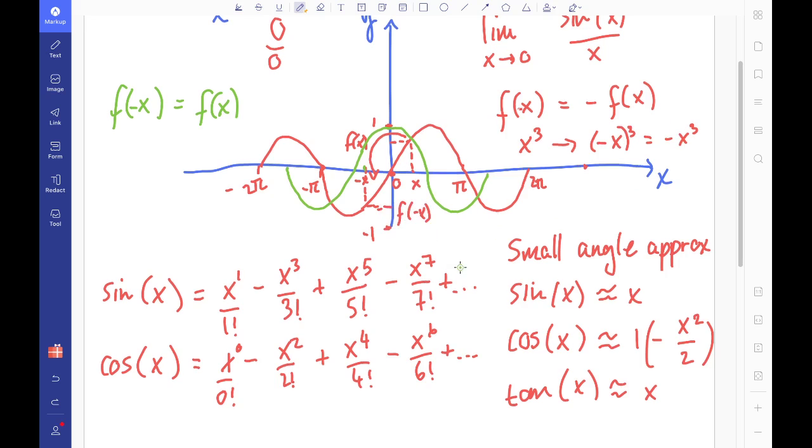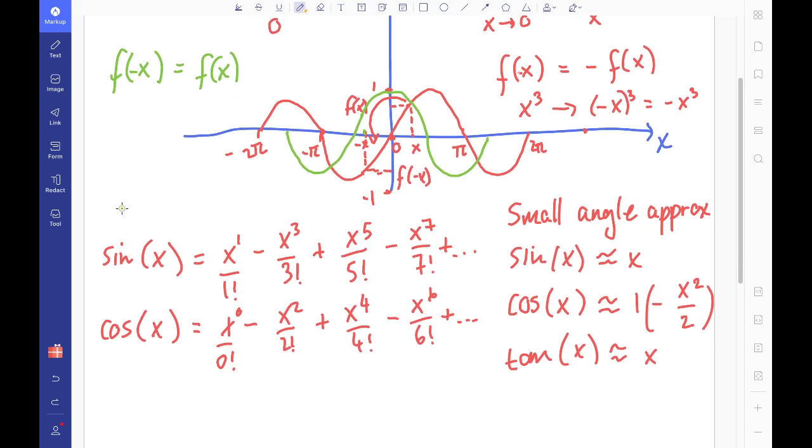And why did I tell you all of this about the Maclaurin series? So this is the Maclaurin series for each of these. Why did I tell you this? Because this is where the small angle approximation comes from.